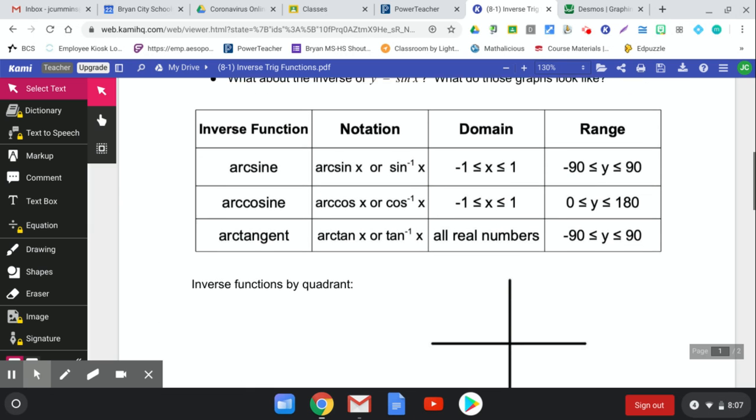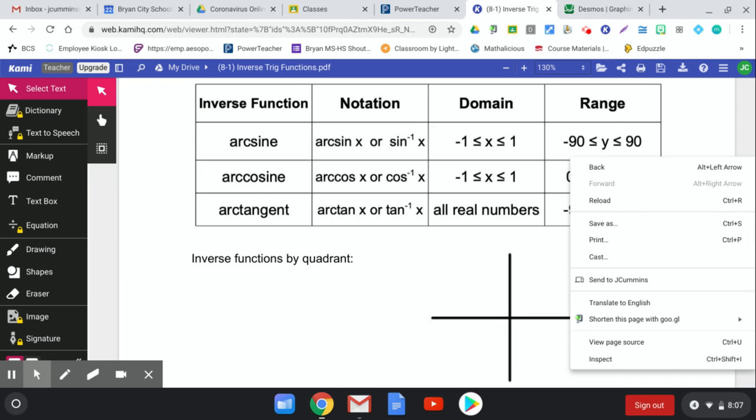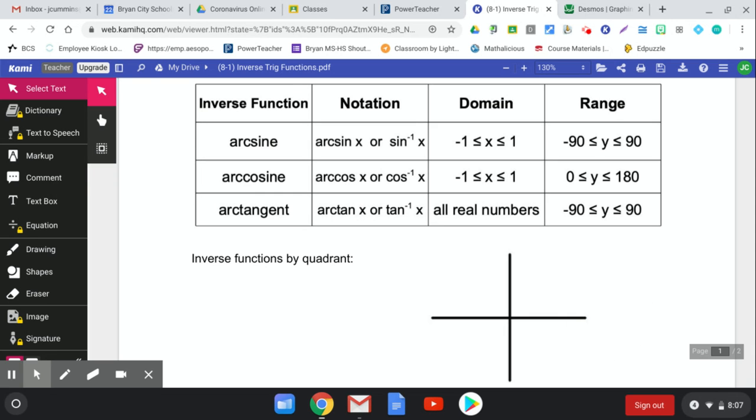this little table gives us all the information. So if we are talking about arcsine, or inverse sine, we have to restrict from negative 90 degrees to 90 degrees, or negative pi over 2 to pi over 2. It's so that it passes the horizontal line test. Cosine, we restrict from 0 to 180, or 0 to pi. And tangent, we restrict from negative 90 to 90.